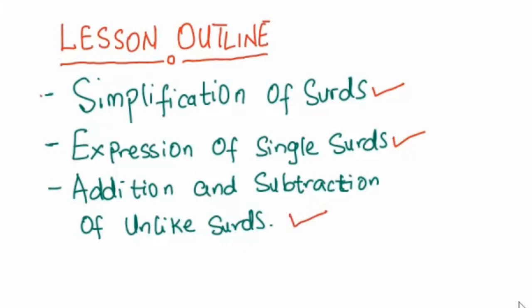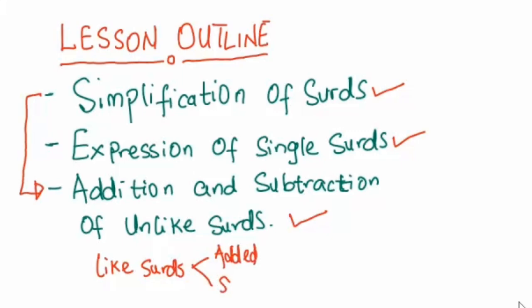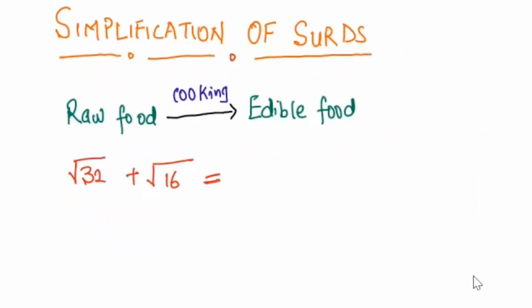Now, understanding how to simplify surds will form the basis for us to add and subtract unlike surds. Because in our previous video lesson, that is lesson 1, we said that we can only add surds that are the same. That means that like surds can be added or subtracted, but when they are different, we said that we cannot add them. But in the course of this video lesson, we are going to look at how we can do so even if they are not alike. So we begin this video lesson by looking at the simplification of surds.